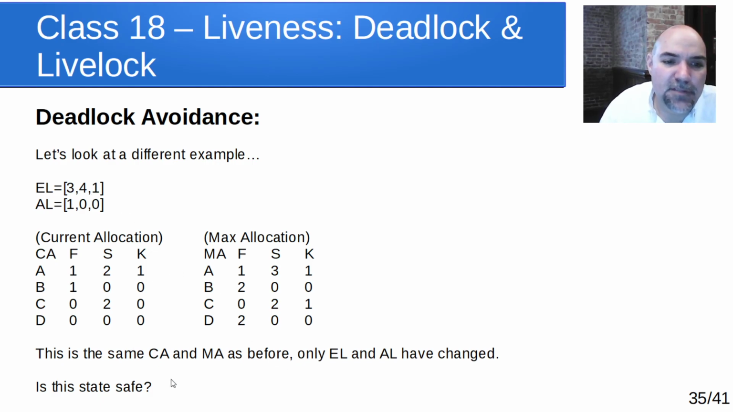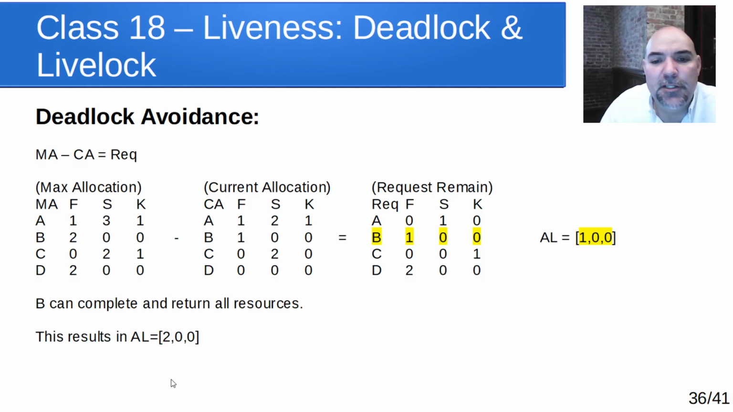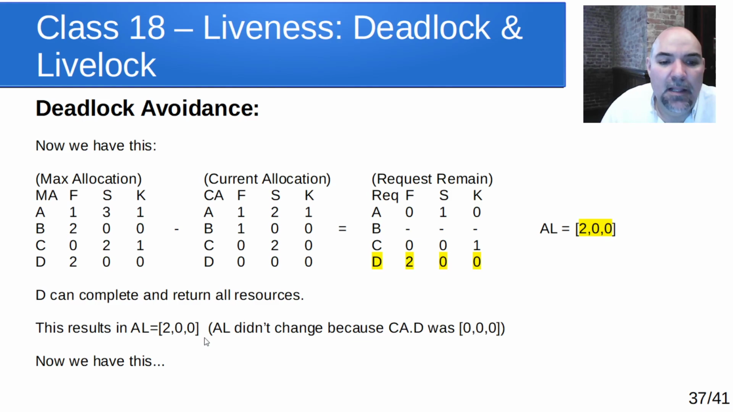So is this state safe? Well, let's go through the reduction. Well, B can complete and return all its resources. Now are available, since it returns the ones that it had, maximum. It could get that one, which would give it 2 that it needs. It could complete, return the 2 back, and now we have 2, 0, 0. And notice the available list, in this case, didn't change because the current allocation of D was 0, 0, 0.